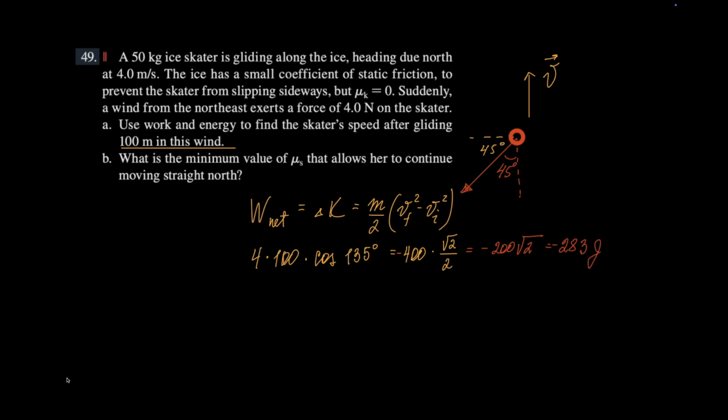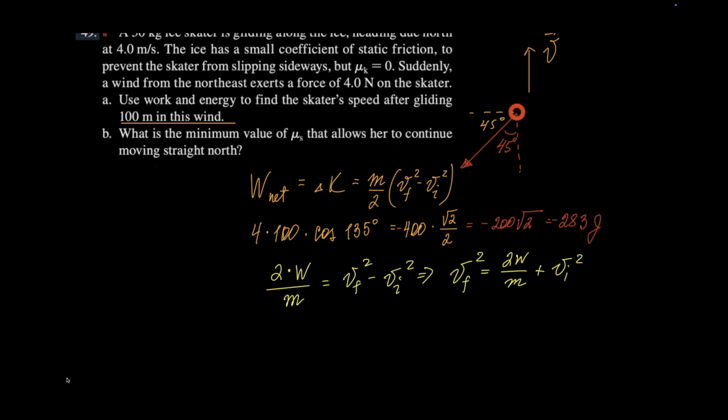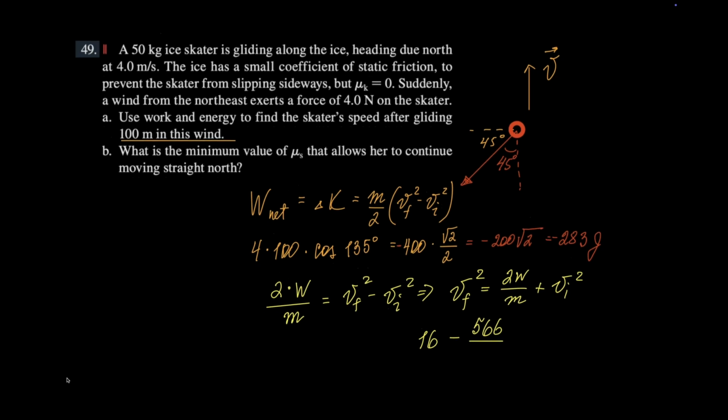So now if I double that, 2 times work over mass, that should be equal to v final squared minus v initial squared. Therefore, my v final squared is just 2 times work over mass plus v initial squared. In our circumstances, it was 4 meters per second. 15 minus 566 over mass, being, what was it, 50, and then the root of all of that, I got 2.2 meters per second. What is the minimum value of mu s that allows her to continue moving straight north?